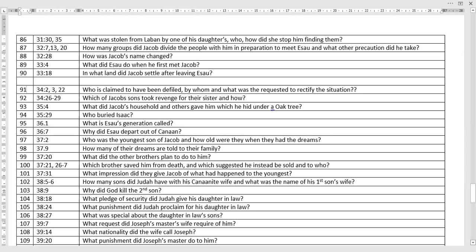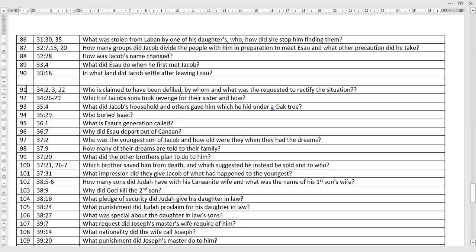And what was the request to rectify the situation? If you go to chapter 34, Dinah was defiled by Shechem, and he wanted to rectify it by marrying her. Now, people would say, even the Bible says Dinah was raped, but it doesn't say that she protested or anything like that. We are just told she was raped.